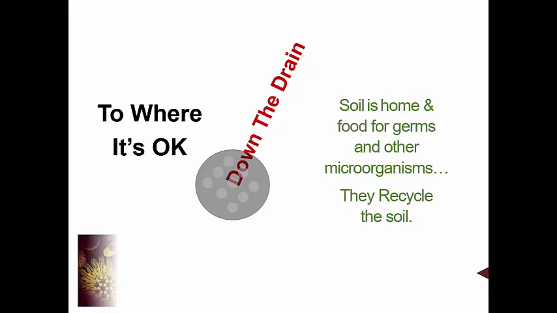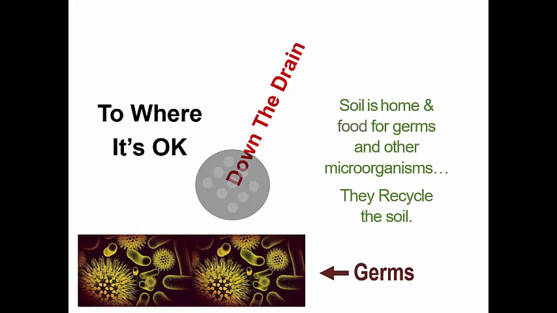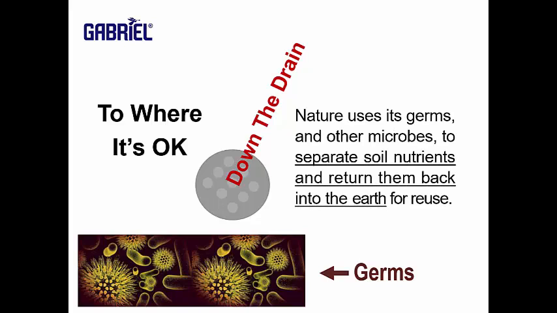Soil is home and food for germs and other microorganisms. Basically, they recycle the soil. Nature uses germs and other microbes to separate soil nutrients and return them back into the earth for reuse.